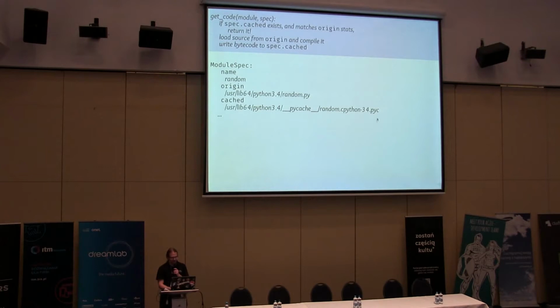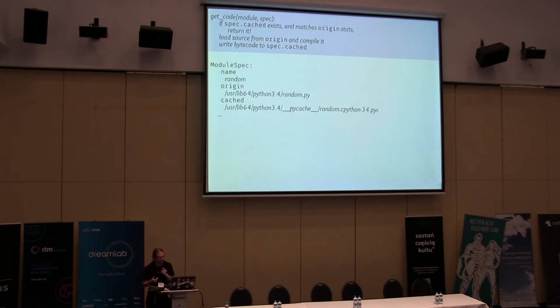If that doesn't exist, or if it doesn't match, it loads the file from origin, the actual py file, compiles that into bytecode, and then tries to write that to the PYC location. If that fails, it doesn't matter, it just skips this step. Why is this done? Bytecode compilation can be a bit slow, so it makes sense to only do it once and cache the results, so imports are faster next time you do them.